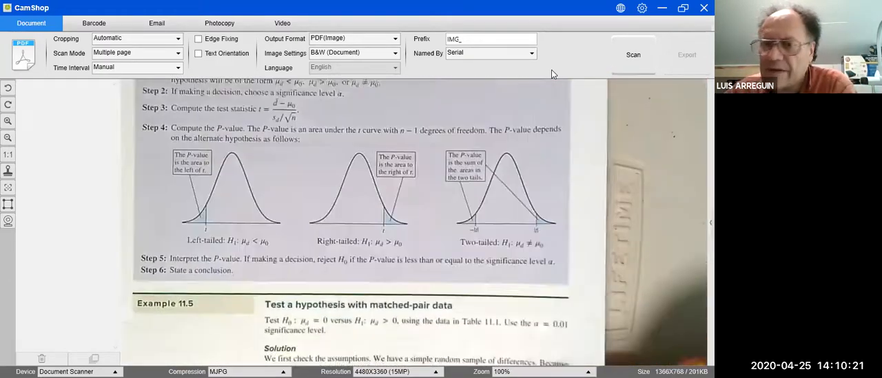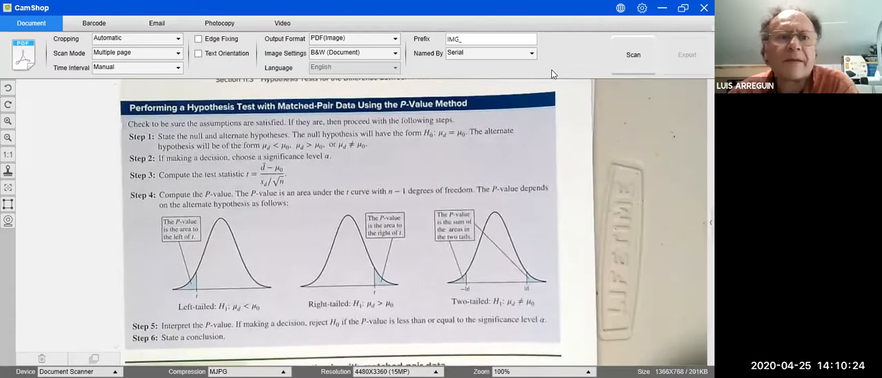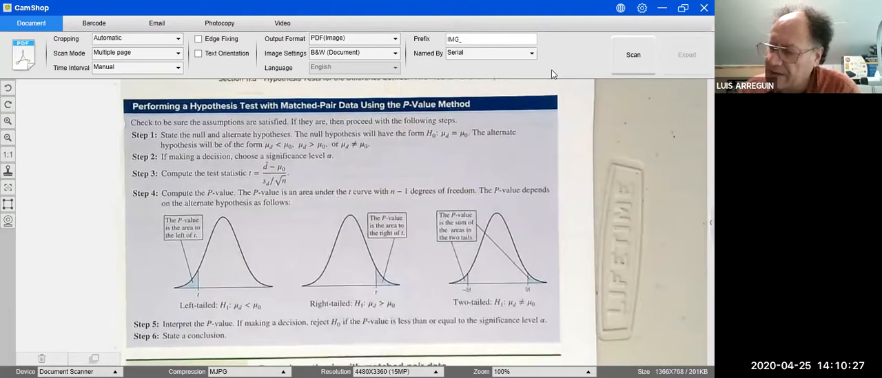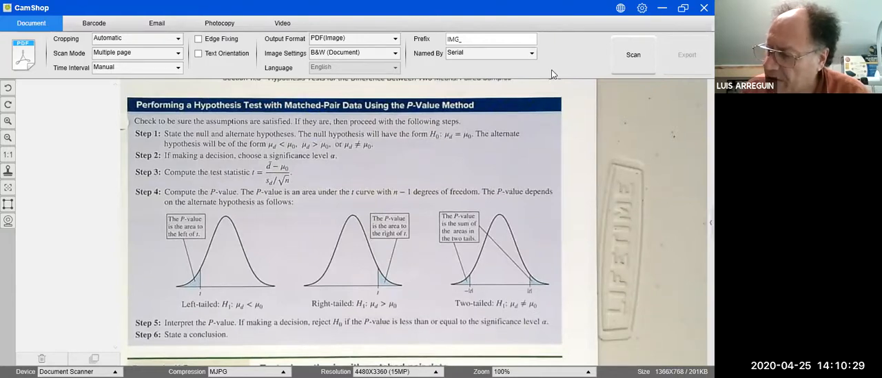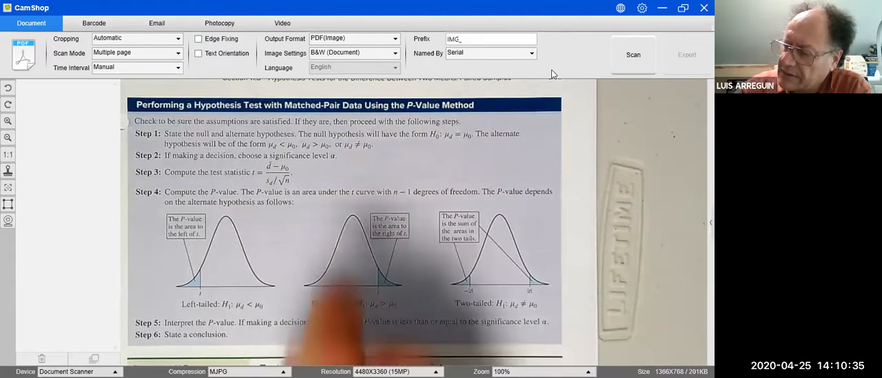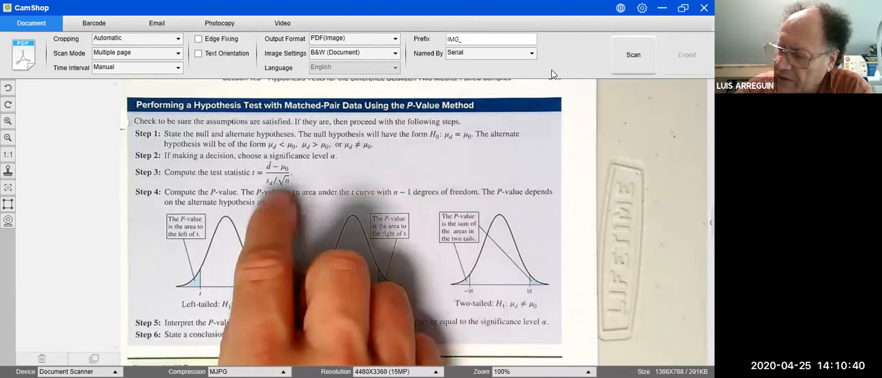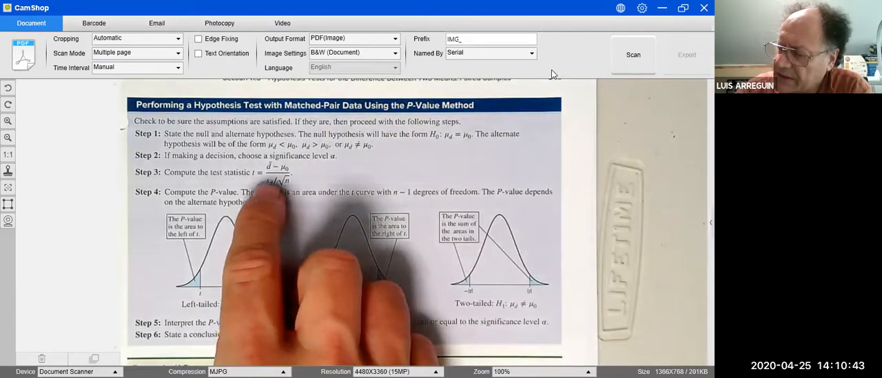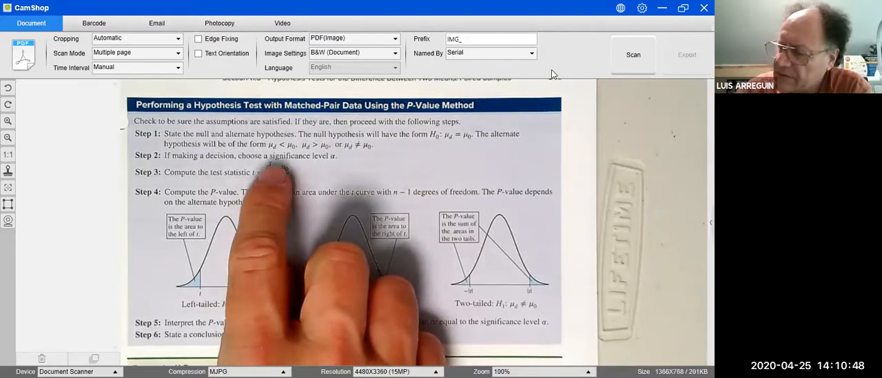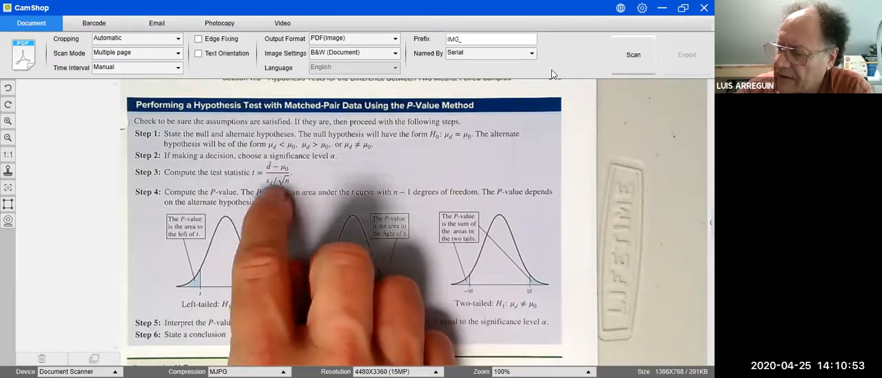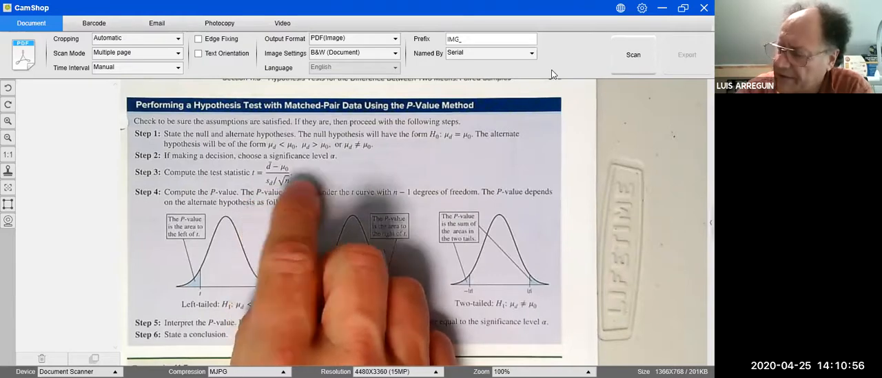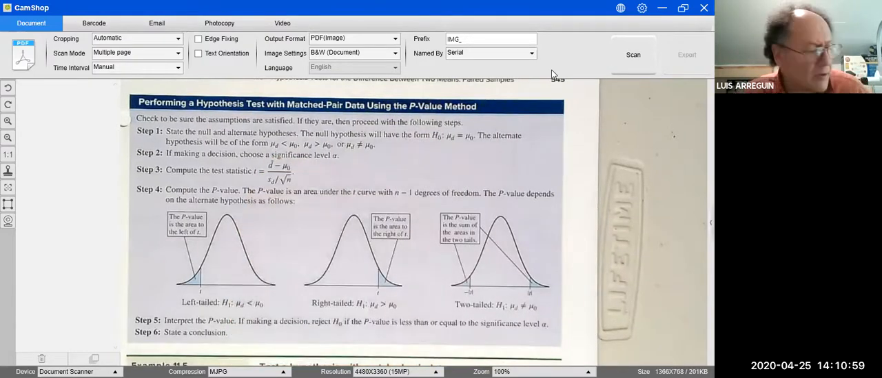So the method is described on page 545. So again, we start with setting up the hypotheses, the null and the alternative. Then we need to get the information about the significance level that we're going to use to make the decision. Then we're going to compute our test statistic. Our test statistic t, in this case, because we are comparing means, is going to be based on the differences. So we're going to get the mean of the differences, and we're going to get also the standard deviation of the differences, and the rest is the same as before.